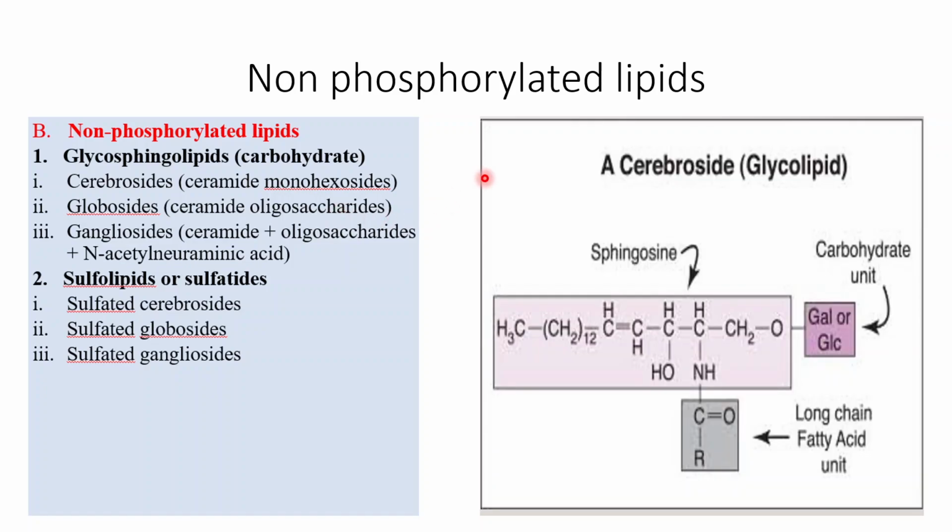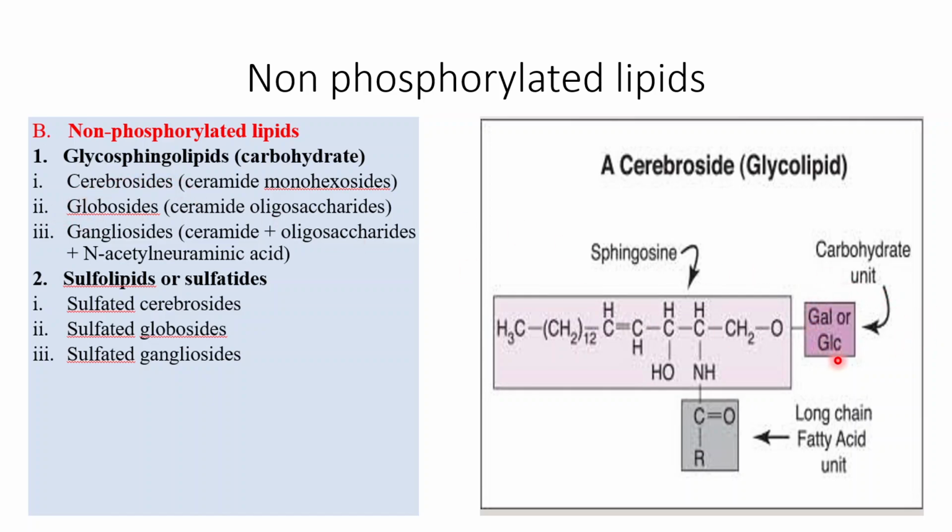Now see, same thing. This is sphingosine, and this is our long chain fatty acid which is attached. So sphingosine plus fatty acid gives you a ceramide. To this ceramide, if a carbohydrate is attached, then it becomes a glycolipid. Depending upon which type of carbohydrate is attached, the classification is given. If it contains a monocarbohydrate, then it is known as cerebroside.